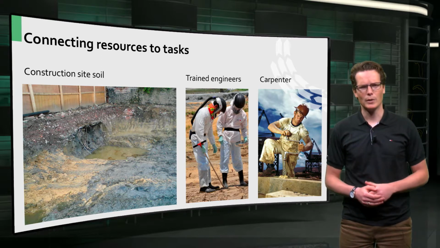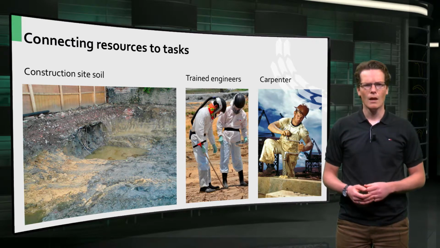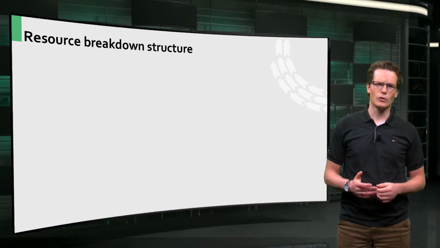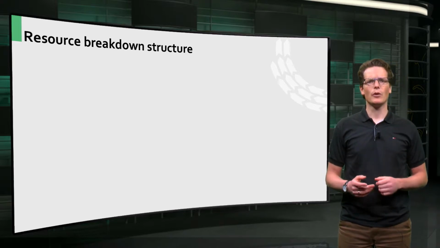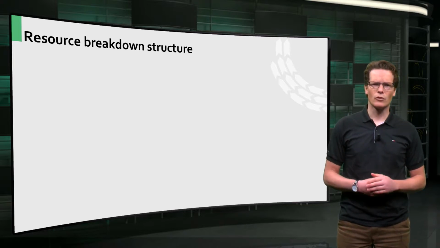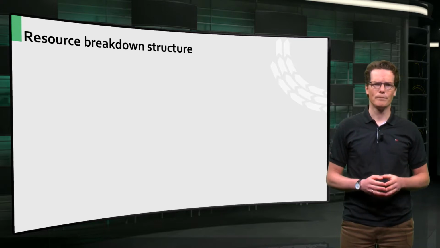Let's make a resource breakdown structure. A resource breakdown structure is a logical, hierarchical tree of personal resources needed to complete a project. Let me show you an example of a resource breakdown structure of an architectural firm.